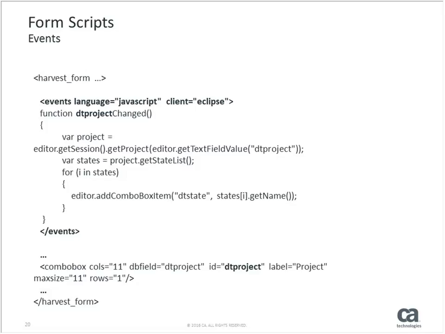Here, through the editor, we are getting the session object, getting the project from the combo box, fetching the list, and adding all the list state names to one more combo.